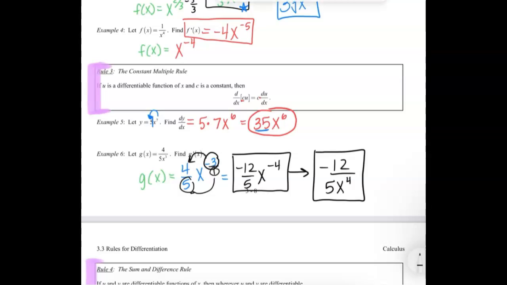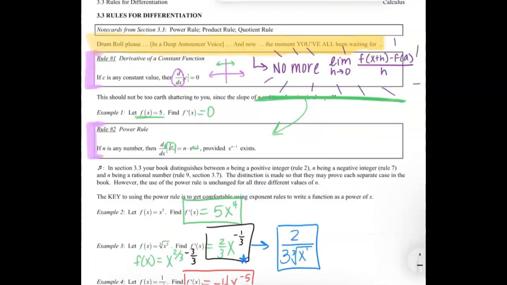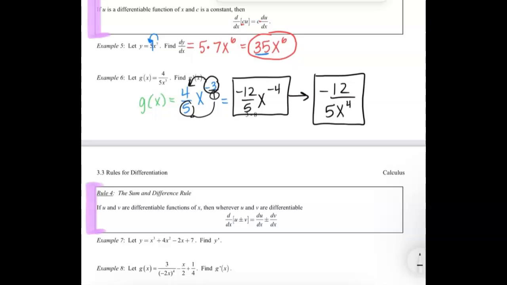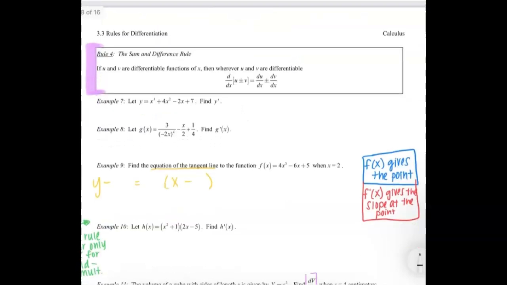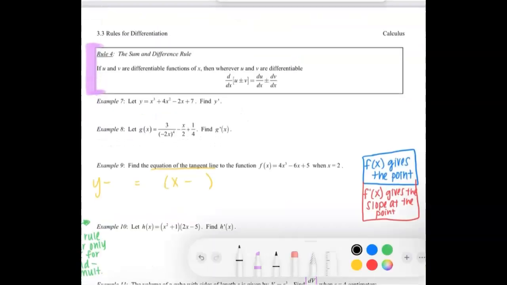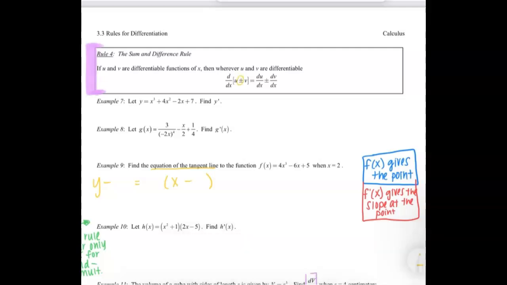Okay, so these rules are really nice because we did not have to use the definition of the derivative. We were able just to use the shortcuts, and if we use the definition, we will get these values, but we love shortcuts if we can use them. So these rules also work with adding and subtracting. So rule number 4 says if we add or subtract functions, we can add or subtract their derivatives.